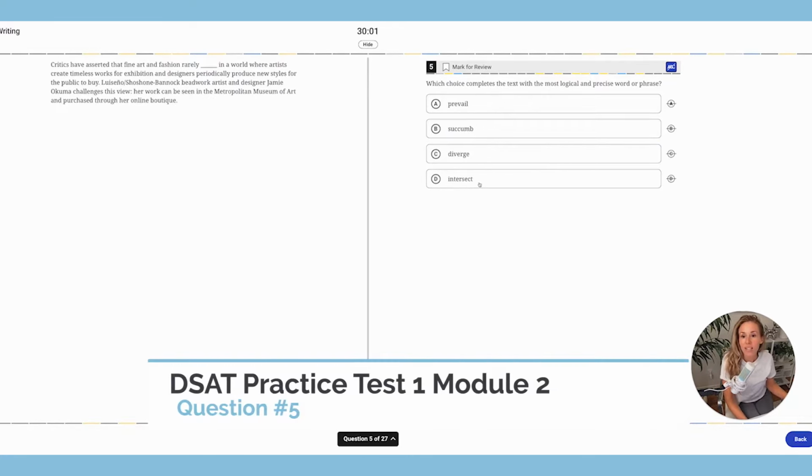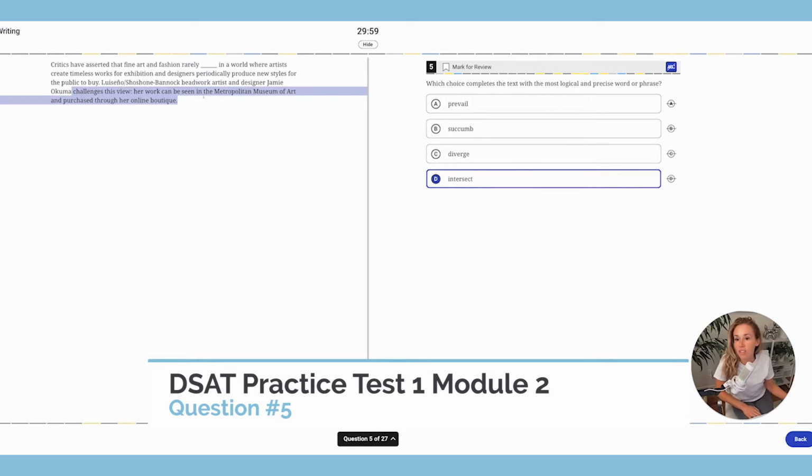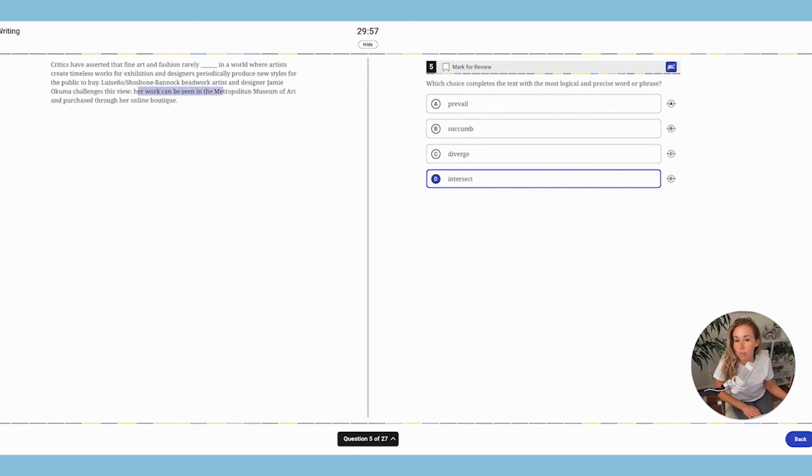The next one is intersect because it challenges that view. It says that the work can be seen in the Met and purchased in her online boutique. So fine art and fashion can intersect. Diverge would mean they're going in different directions, so that doesn't support the answer. Think of it like the DI in front of the word, like to divide. That's like moving away from, not coming together like inter.